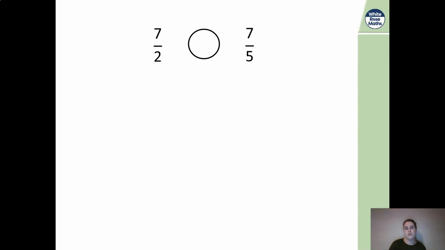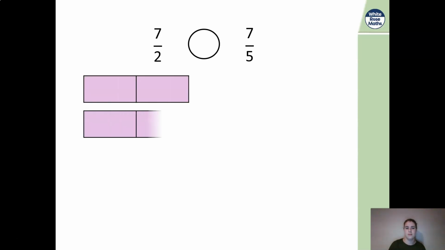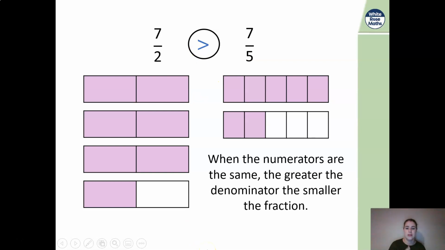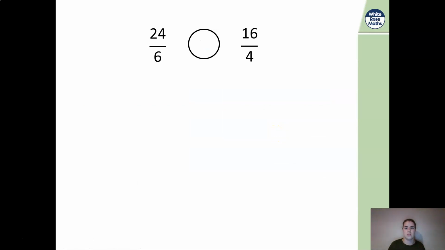So is 7/2 bigger or greater than 7/5? Okay, so if we look at these in our shapes, we can see here that actually that 7/2 is bigger. And the reason why it's bigger is if the numerators are the same, then we look at the denominators. The bigger that denominator, the smaller that piece is going to be. So imagine if I had a whole pizza and I split it into half, I'm going to get 1 big piece. But if I've split that pizza into 5, I'm getting a smaller piece of that pizza each time. Okay, so remember that one as our rule.